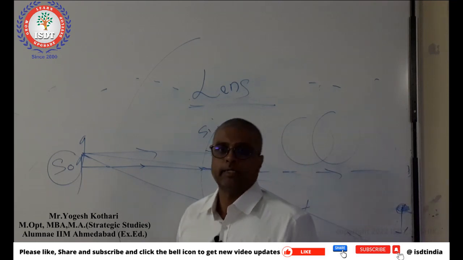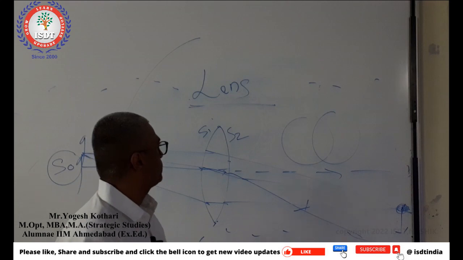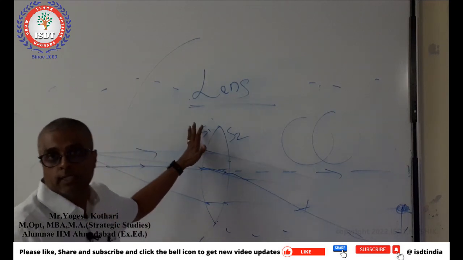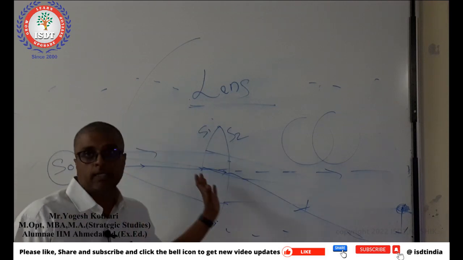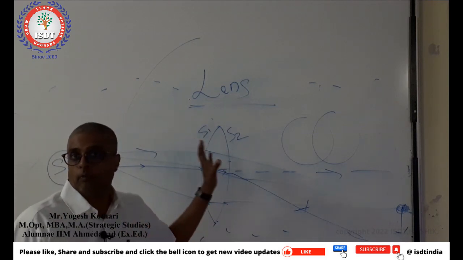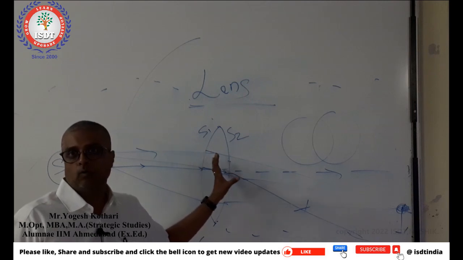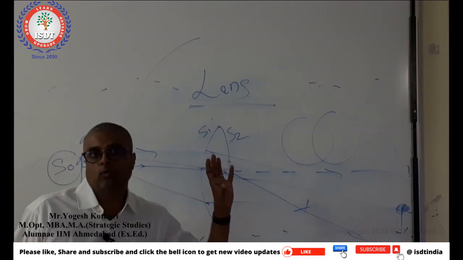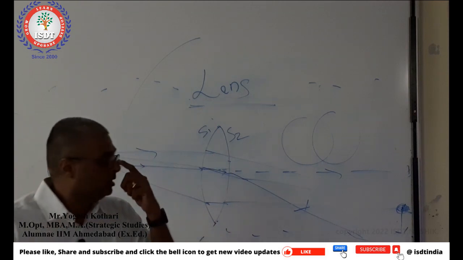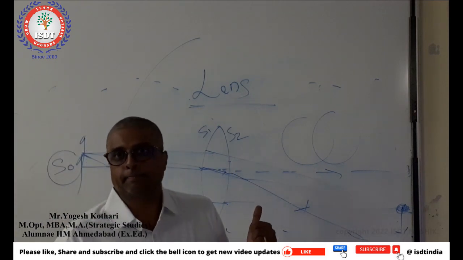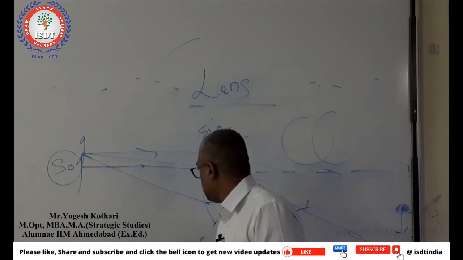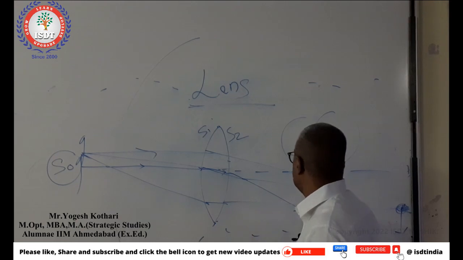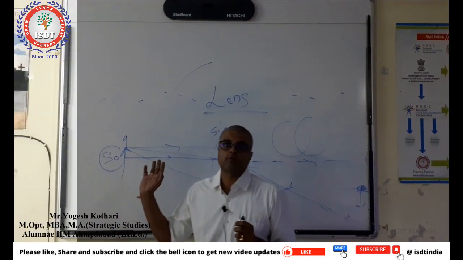Now in the next lecture, we are going to see the types of lenses, the materials of the lenses, the optical properties of the lenses, and how they are applied in eye care. So for today we will stop here, and in the next lecture we are going to look at the different properties of the lenses, types of lenses, etc.